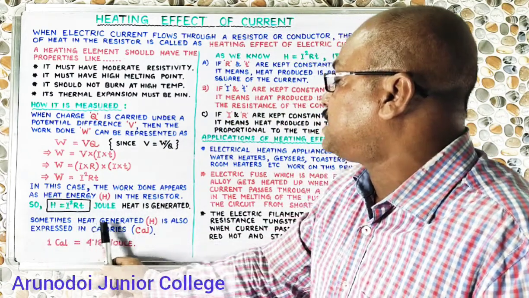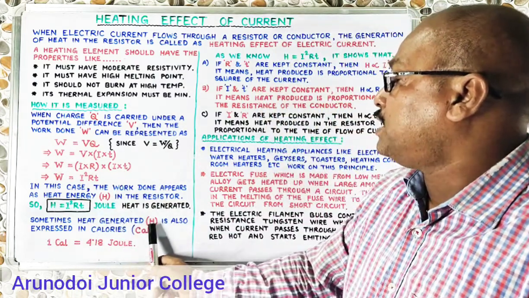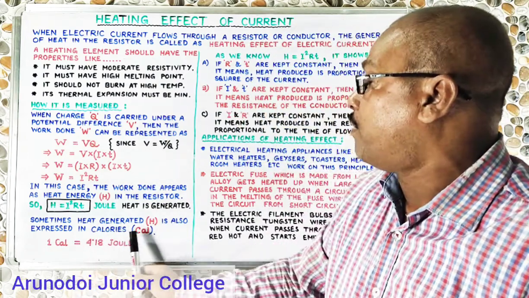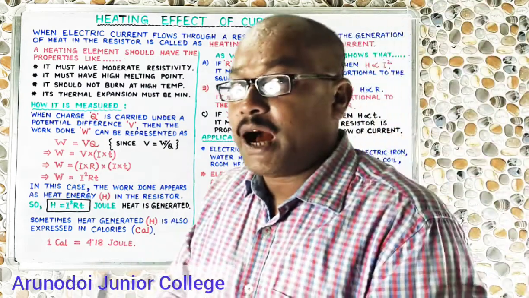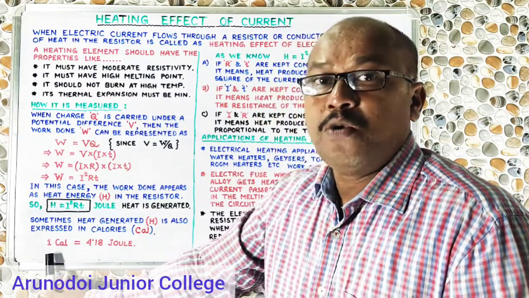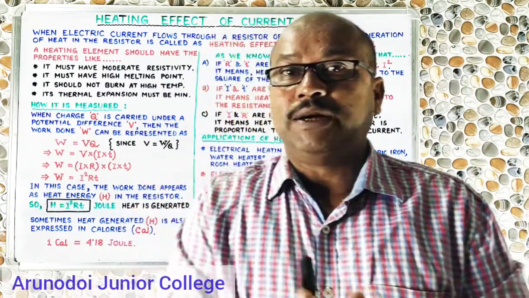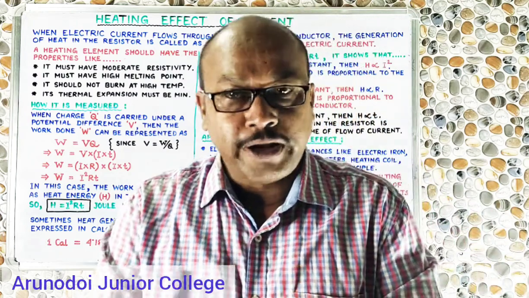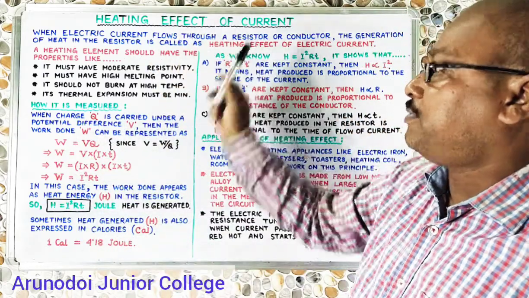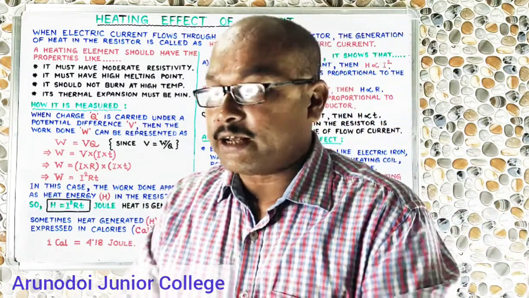Now sometimes heat generated in the circuit or in the conductor will be measured not in terms of Joule, but it may be expressed in the form of calorie also. Now if it is calorie, how can we get the relation between Joule and calorie? For your simplification I am giving it, 1 calorie is always equal to 4.18 Joule, or approximately we can say 1 calorie is equal to 4.2 Joule. So this is how we have found that the heating effect of electric current can be measured in a conductor or in an electric circuit.